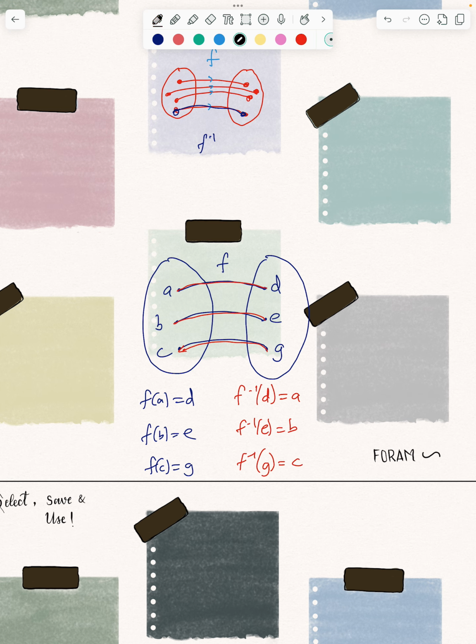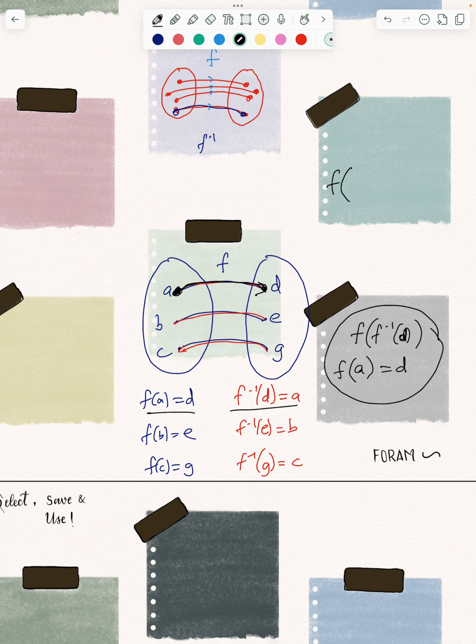And when you compose the two, f after f inverse of D, for example, so f inverse of D will take D back to A, f of A takes A to D. So you should end up back where you started. You work from the inside out when you're evaluating these. The f inverse of D is A, and then f of A is equal to D. And this is true in general for an inverse. f of f inverse of x is equal to x, and also f inverse of f of x is equal to x.